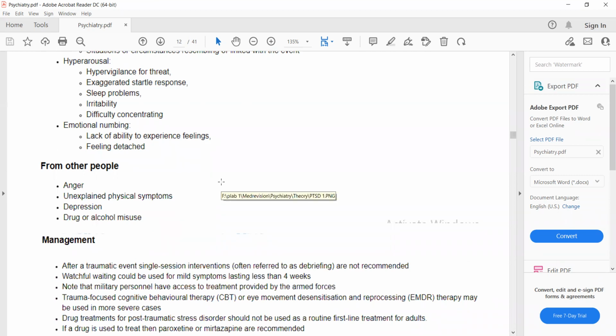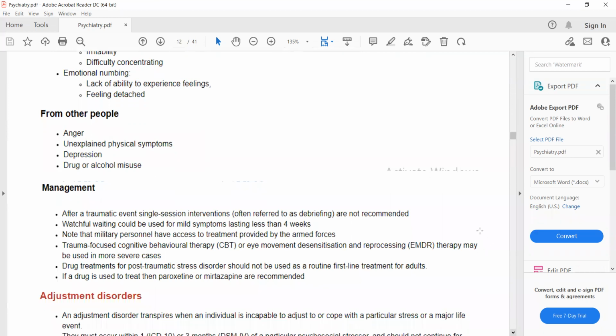And what other people will tell you about a patient with post-traumatic stress disorder, they will say that he is having anger, unexplained physical symptoms, and he is depressed, or he is using drugs or alcohol.